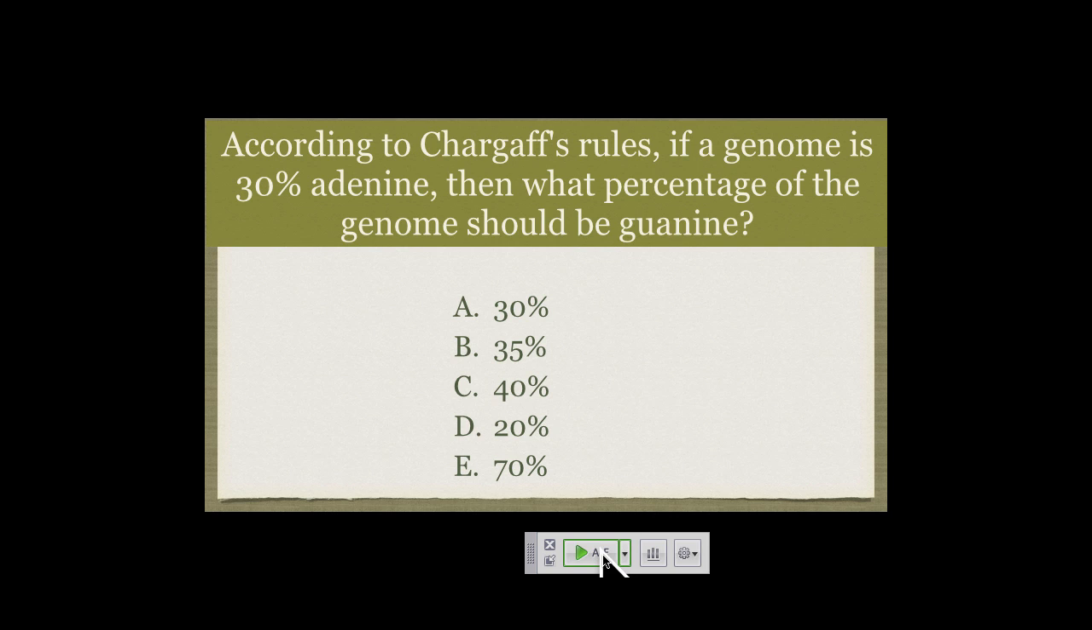All right. So what's the answer? 20. Okay. So if it's 30% A, it's 30% T, that's 60%, that leaves 40%. Half of that has to be G, so 20%. Okay?